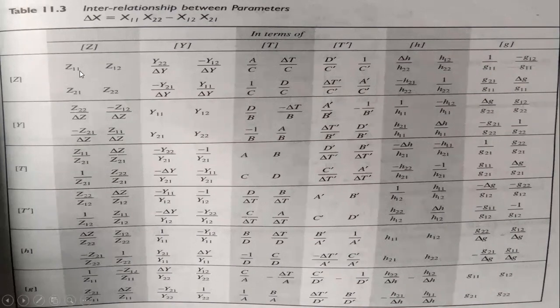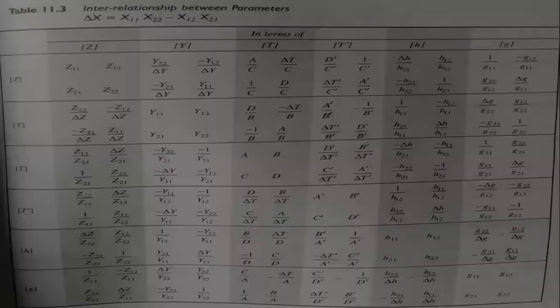If you are talking about Z, definitely Z11, Z12, Z21, Z22 will be like that. And if I want Z11 by transferring or interchanging the things in the form of admittances, I can get that Z11 will be equal to Y22 divided by del Y. This del Y is represented as Y11 Y22 minus Y12 Y21. Likewise you can get this interrelationship or the transformation.